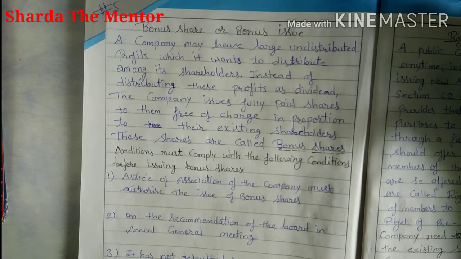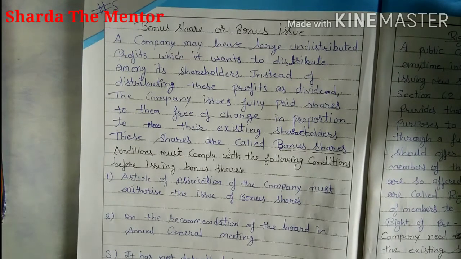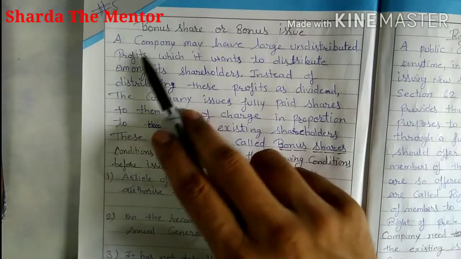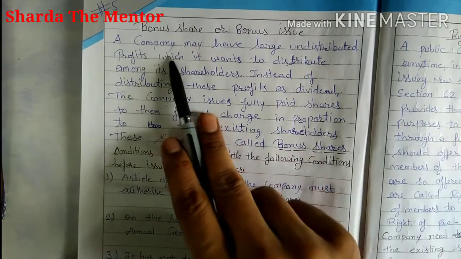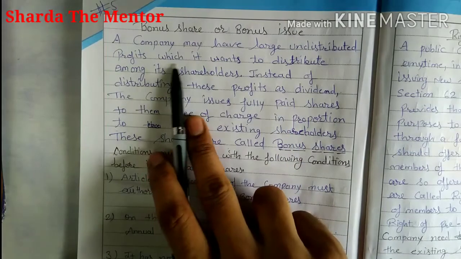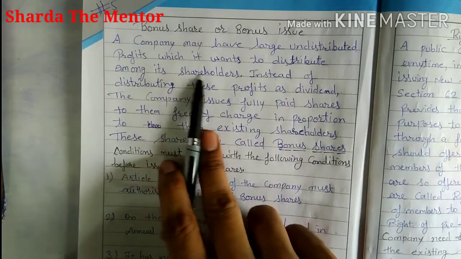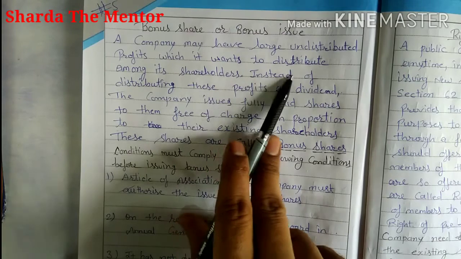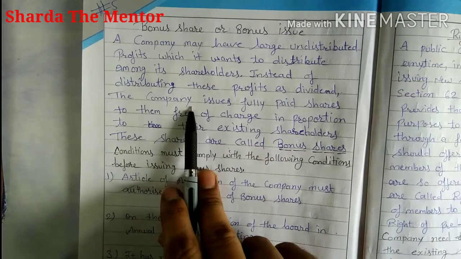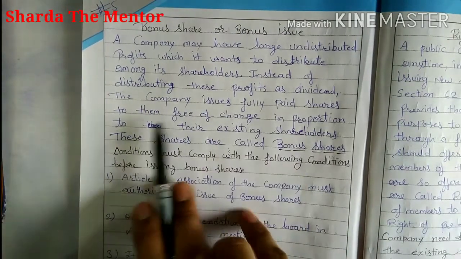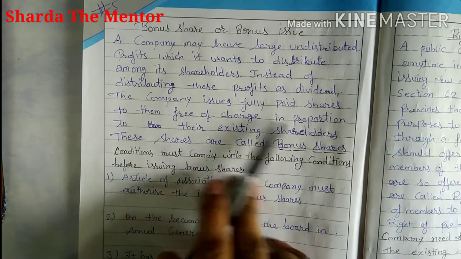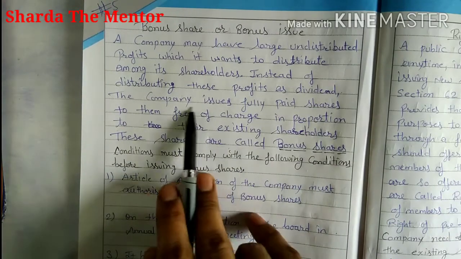Hello everyone. In this video, we will cover bonus share or bonus issue. So, as defined in the books, a company may have large undistributed profit which it wants to distribute among its shareholders. Instead of distributing these profits as dividend, the company issues fully paid shares to them free of charge in proportion to their existing shareholding.